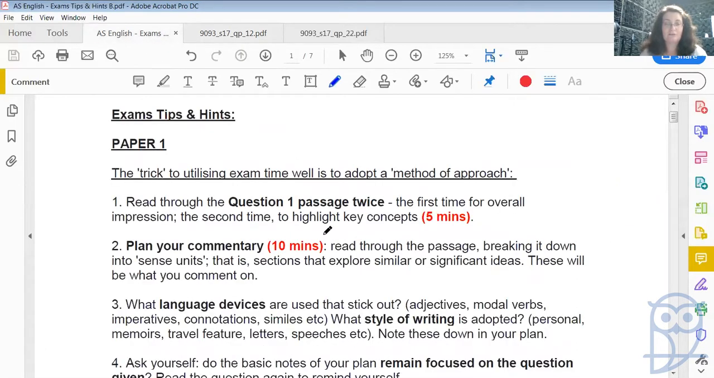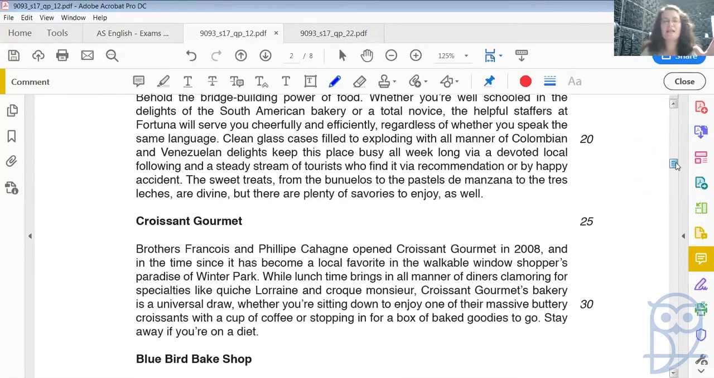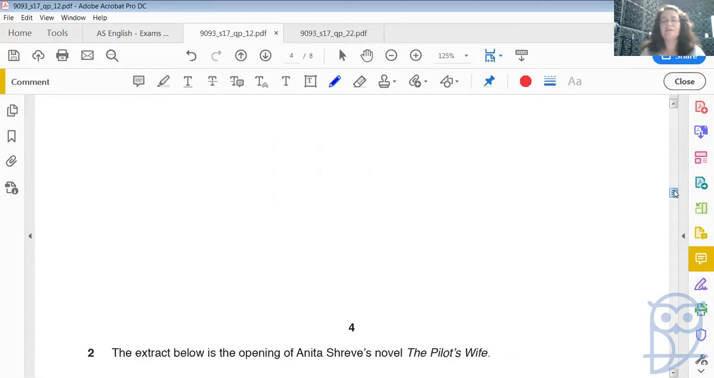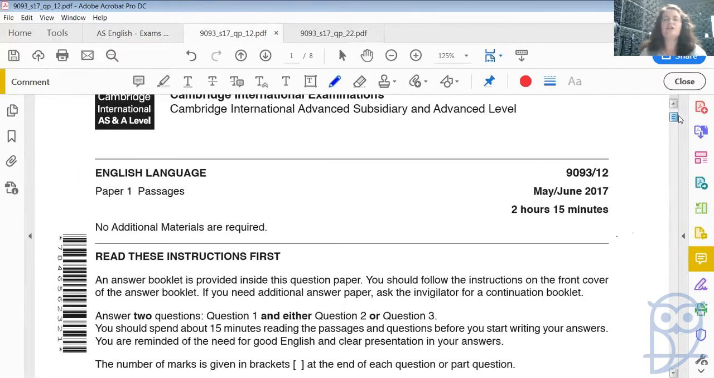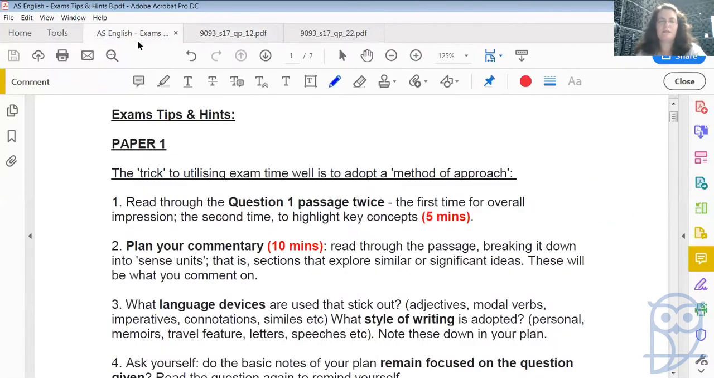And as suggested here, when you first encounter the passage in question 1, read through it the first time just for an impression, and look, this is generally the length that you may get for an extract or a passage. And then you're going to do it a second time, and the second time is when you start highlighting things and pointing certain keywords out to yourself so that you already have an idea of how you're going to comment on various style and language features in the extract. Okay. All right, so that's going to take you 5 minutes.